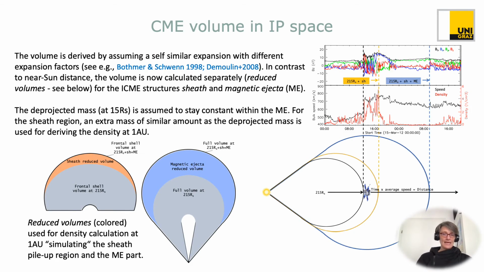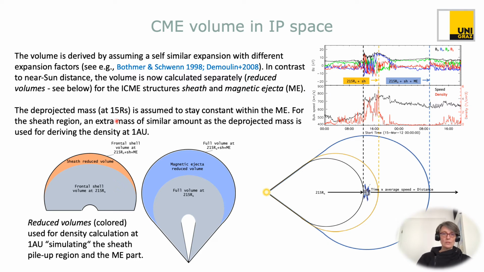In the next step, again assuming self-similar expansion, we expand the CME to L1 so that we can compare the density to in-situ measurements. And we do that separately for the sheath structure and the magnetic ejecta structure. So here is seen a schematic view, the CME as it expands and then sweeps over the spacecraft, and then we see, for an example event, the sheath structure and the magnetic ejecta structure. So from that we derive an average density, and that we can compare to our calculations.